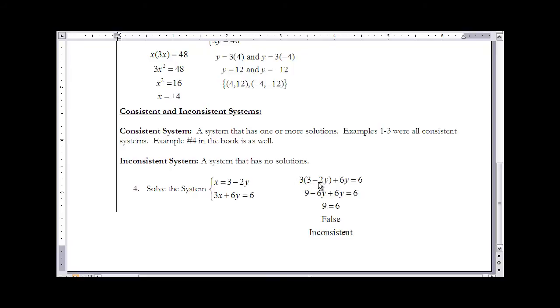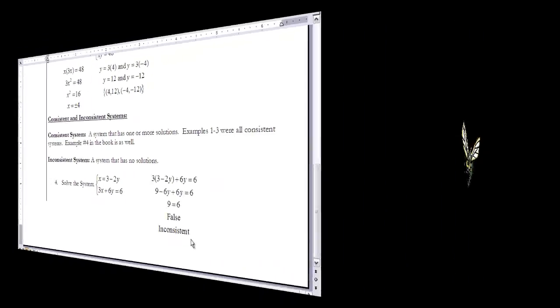As I do that, and I go through and do my solving, I end up with 9 minus 6y plus 6y equals 6. Well, it turns out that my y terms cancel out and I'm left with the statement 9 equals 6. Well, that's a false statement, okay? And any time in the process of solving a system, if you end up with a false statement like that, that means there's no solutions and it is an inconsistent system.